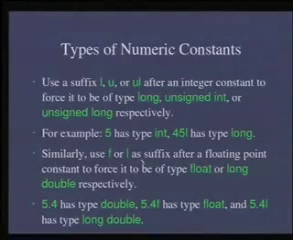Similarly, for a floating point literal, if we use f or l as a suffix after the constant, then we are forcing it to be of type float or long double respectively. Remember that the default type for floating point constant literals is double. So for example, just 5.4 has a type double, 5.4f has a type float, and 5.4l has a type long double.